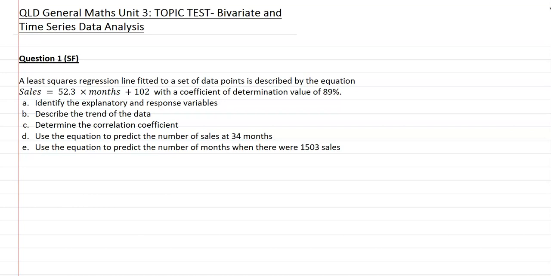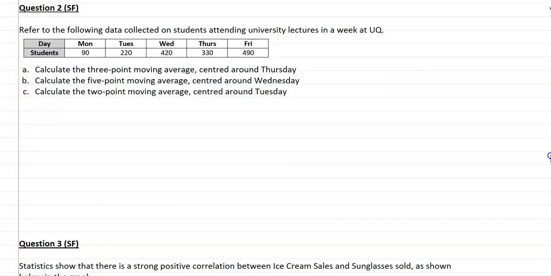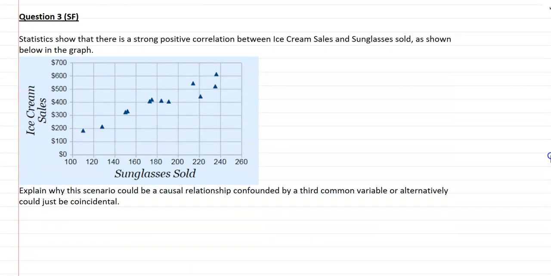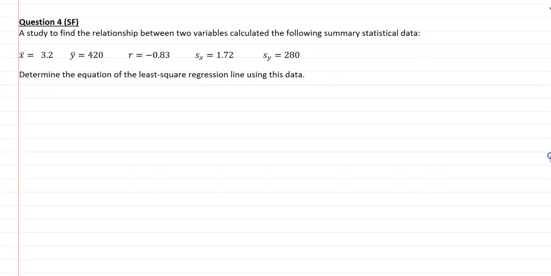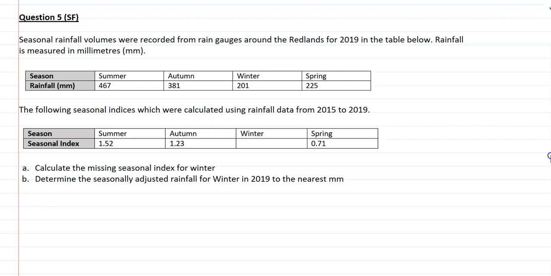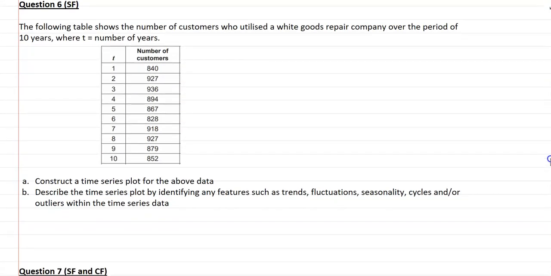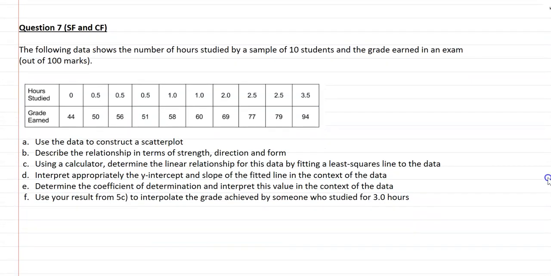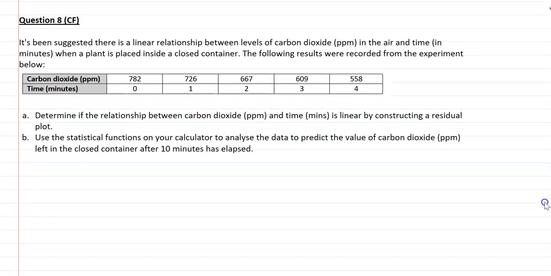This is a little topic test with 10 questions on bivariate and time series data analysis for the Queensland General Maths syllabus, Unit 3. There's 10 questions: simple familiar, complex familiar, and complex unfamiliar. And I've put them together based on questions that we've seen QCAA release in their external exam sample papers and internal exam sample papers. So again, we'll go through each question one at a time.